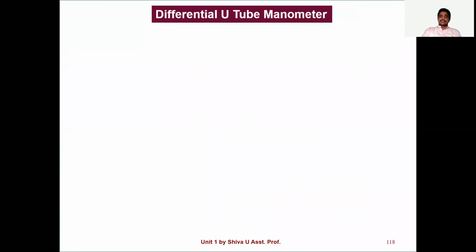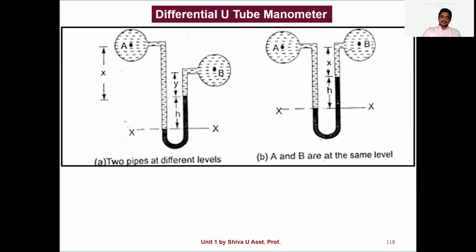Okay, so then let us discuss the differential U-tube manometer. As you can see on the screen, both look similar, but these are called differential U-tube manometers. By definition, they are used to measure only differential pressures. Now, these are the inverted or the straight manometers. Yes, they are straight manometers, U-tube type.